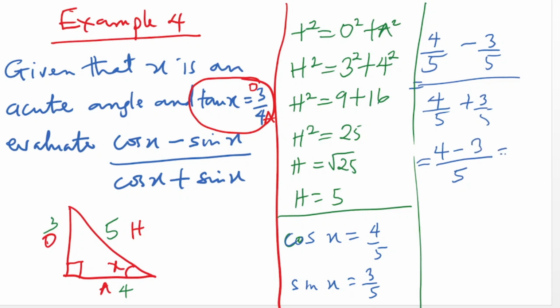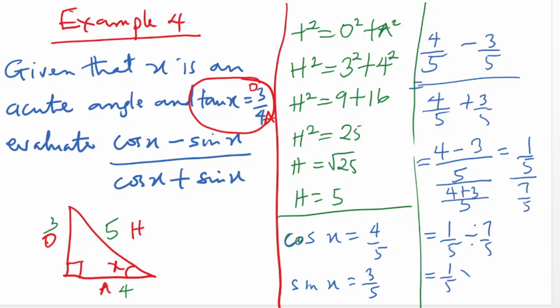So this will give us 1 over 5 divided by, find the LCM as well, which is 5. So that is 4 plus 3, which is what? 7 over 5. So that means we are saying that 1 over 5 divided by 7 over 5, which we can write as 1 over 5 times 5 over 7. 5 cancels 5. Then the answer is equal to 1 all over 7. I hope this is very clear.